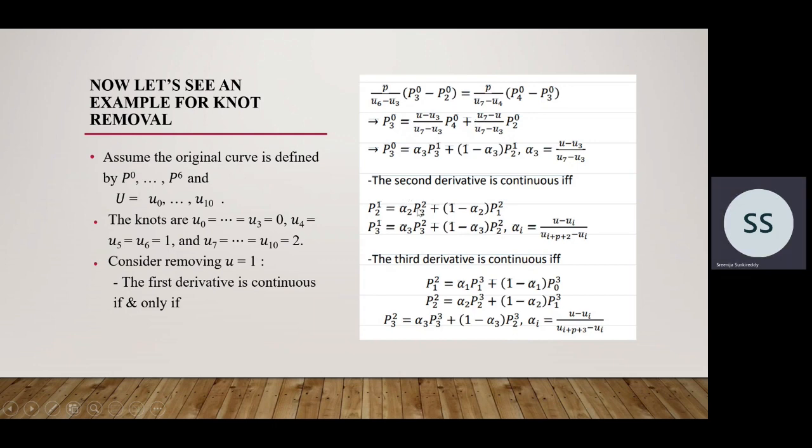The second derivative is continuous if and only if P2 at stage 1 equals alpha_2 times P2 at stage 2 plus (1 minus alpha_2) times P1 at stage 2. P3 at stage 1 equals alpha_3 times P3 at stage 2 plus (1 minus alpha_3) times P2 at stage 2, where alpha_i equals (u minus u_i) over (u_{i+p+2} minus u_i). The third derivative is continuous if and only if P1 at stage 2 equals alpha_1 times P1 at stage 3 plus (1 minus alpha_1) times P0 at stage 3. P2 at stage 2 equals alpha_2 times P2 at stage 3 plus (1 minus alpha_2) times P1 at stage 3.